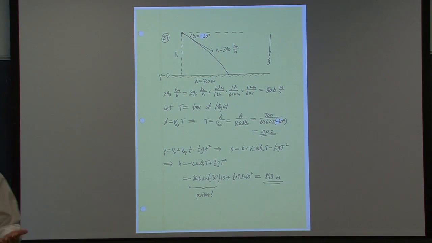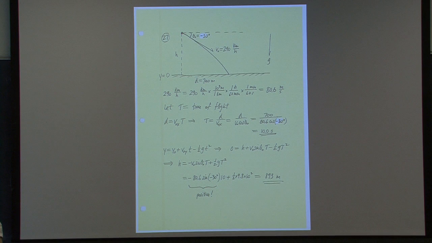Okay, so problem 27 here involves a plane that's launching this radar decoy.